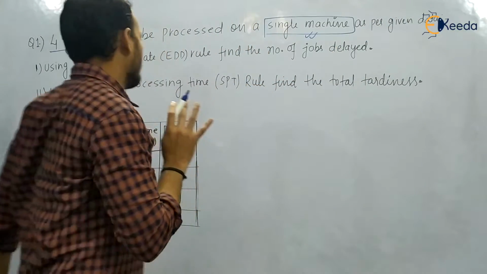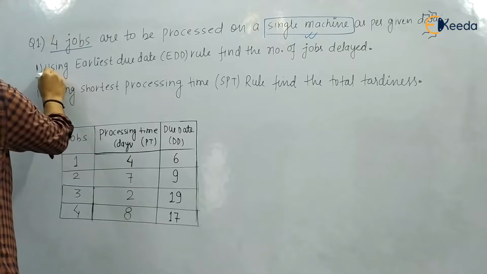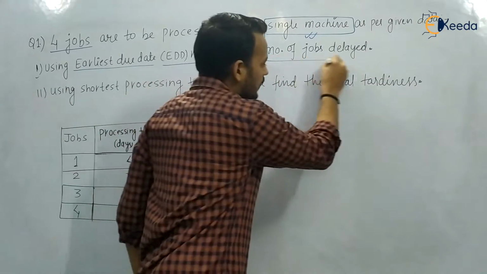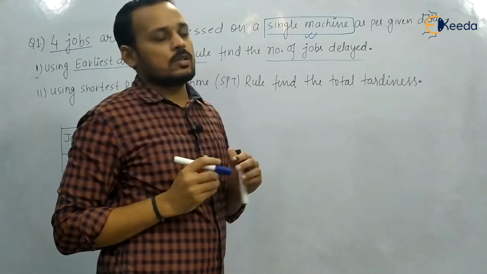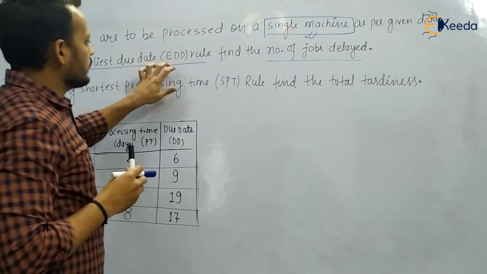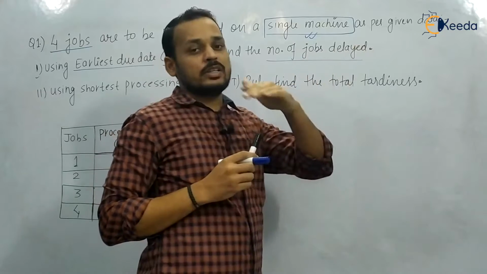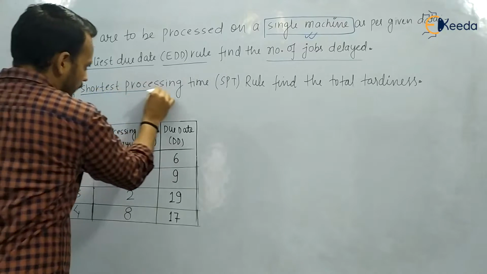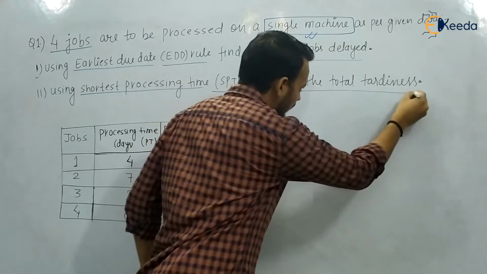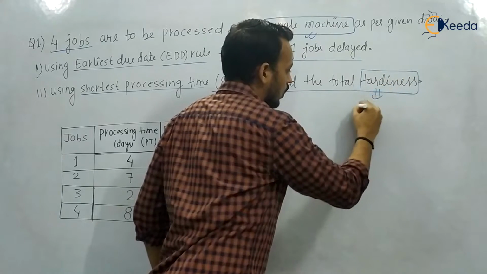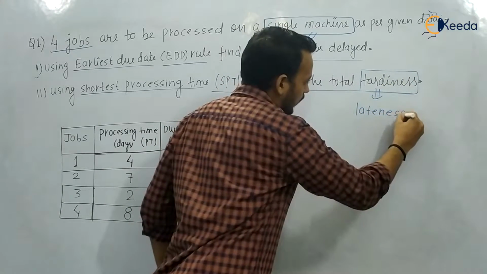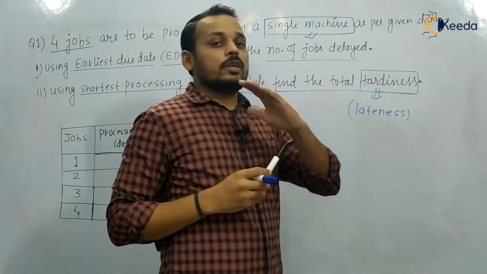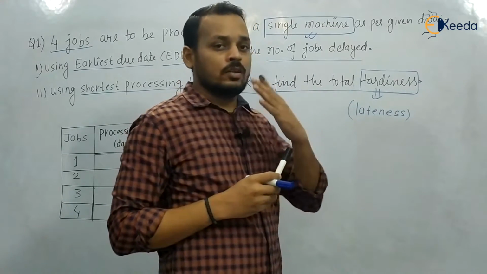The data is given. The first question says: using the earliest due date rule, in short the EDD rule, find the number of jobs delayed. You know the procedure. The second question says: using the shortest processing time rule, that is the SPT rule, find the total tardiness. Total tardiness or lateness, both are the same thing.